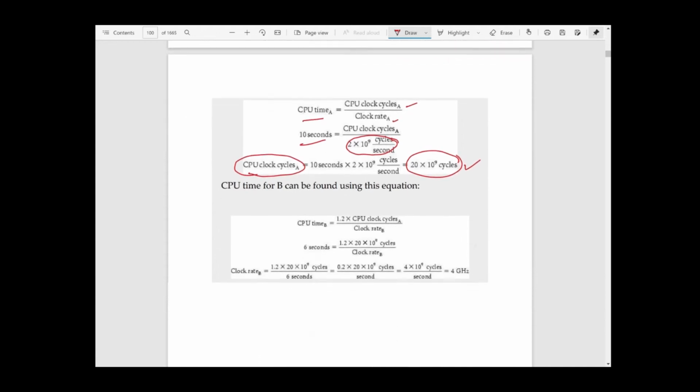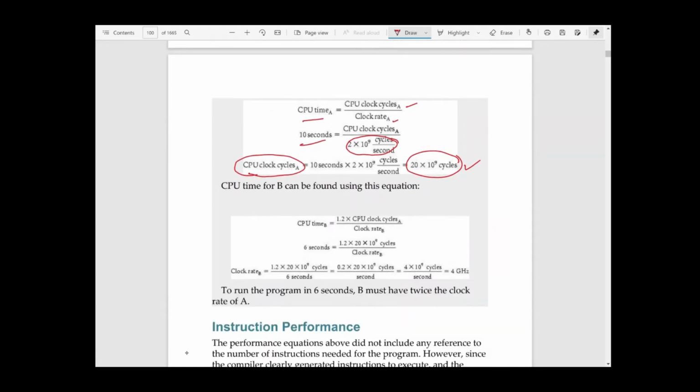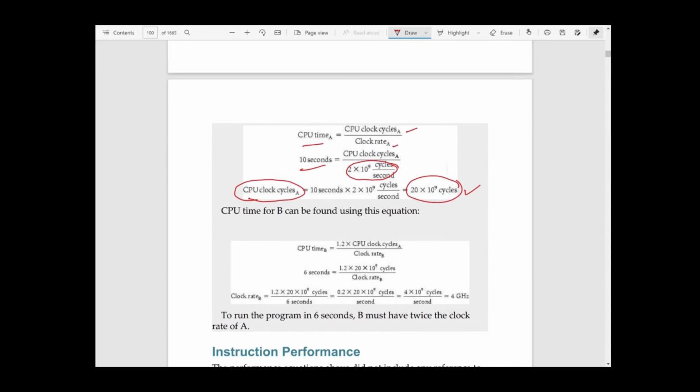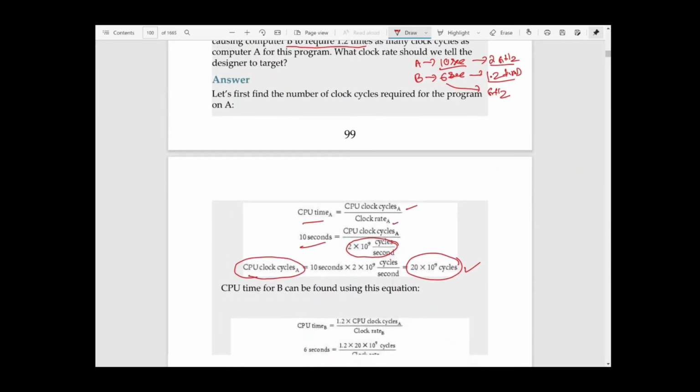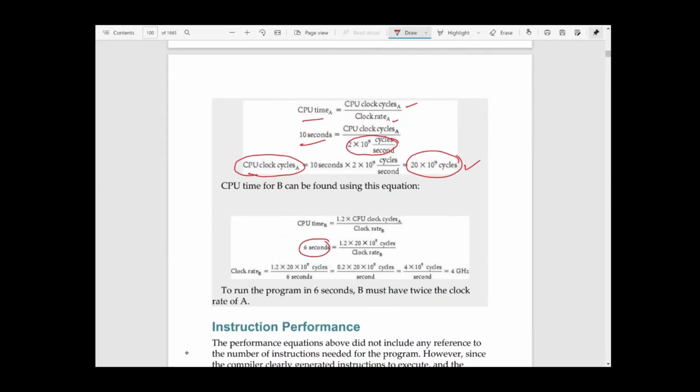Now if you go for this formula, CPU time, then the CPU time required is 6 seconds. And here the CPU cycles required is 1.2 times the CPU cycles required in A, so 1.2 times CPU cycles, divided by clock rate. Now we also know the CPU cycles of A from here, so we'll put it here, and then the clock rate of B you can calculate as 4 gigahertz.